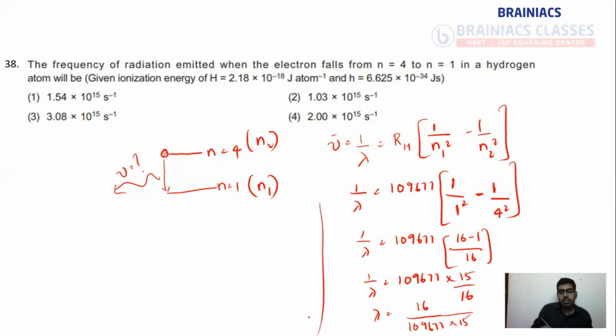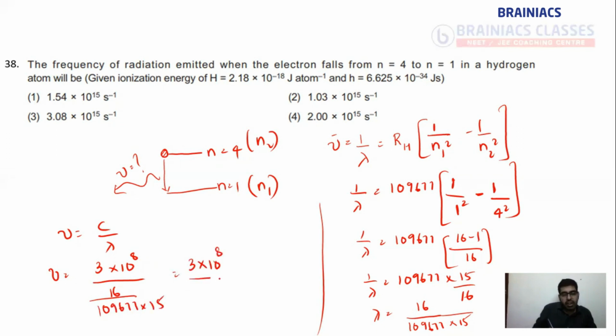Now we have to calculate frequency. What is the relation between frequency and wavelength? Nu is equal to C by lambda. So nu is equal to C, which is 3 into 10 raised to 8 meter per second, divided by lambda. What is lambda value? 16 divided by 109677 into 15. Or you can write 3 into 10 raised to 8 divided by 16 into 109677 into 15.